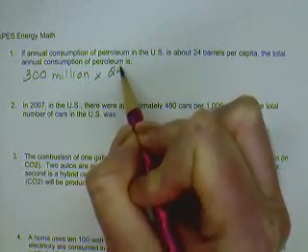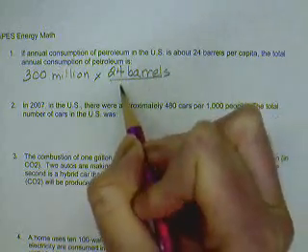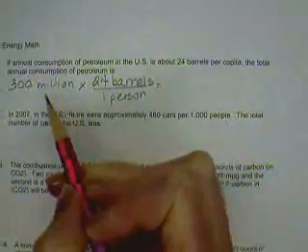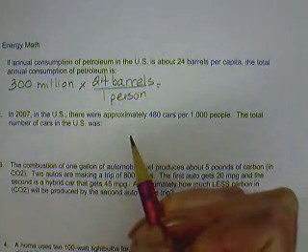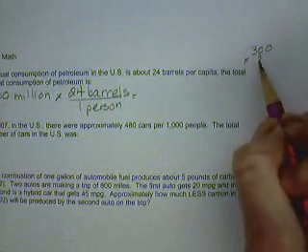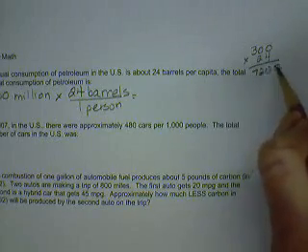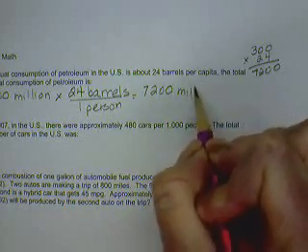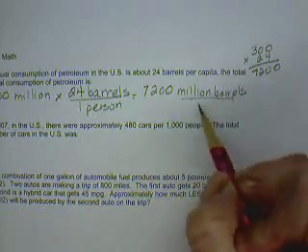The problem tells us that it's 24 barrels per person, so write it out with barrels over one person. And your answer is going to be 300 times 24. And remember, on the AP test you cannot use a calculator, so make sure that you solve it just off to the side somewhere. 300 times 24. Go ahead and do the math like that, and you end up with 7,200 million barrels per person, which is per capita.